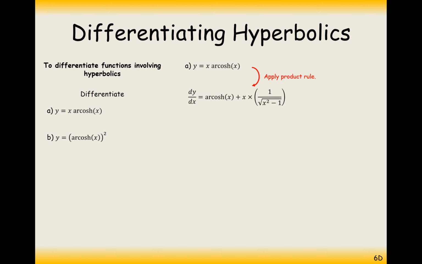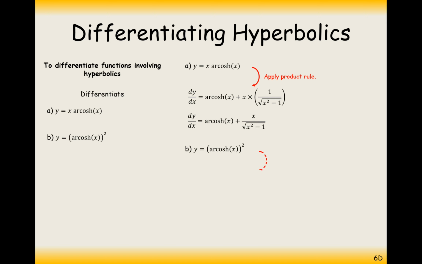Applying the product rule, we'll differentiate the first term, leave the second term alone. So that would just differentiate to 1, then it would be arcosh x. And then we'll leave this one alone and differentiate arcosh, which will be 1 over the square root of x squared minus 1. So the simplified answer for this is arcosh x plus x over root x squared minus 1. So a bit of the product rule there.